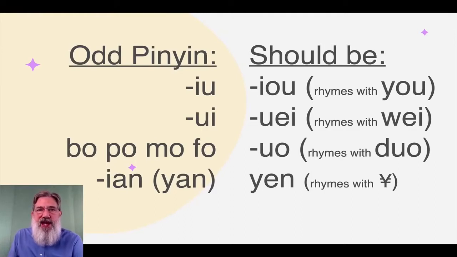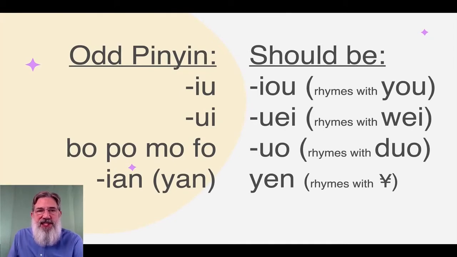For some reason, all three of these are like contractions. They just wanted to save a letter. It would have been easier for us as newcomers to Pinyin if they'd left all the letters in there, but I guess they thought it was too many letters, so they shortened it. So this IU is always pronounced yo, UI is always pronounced wei, and bo, po, mo, fo are spoken the same as if they ended in uo, not just o.